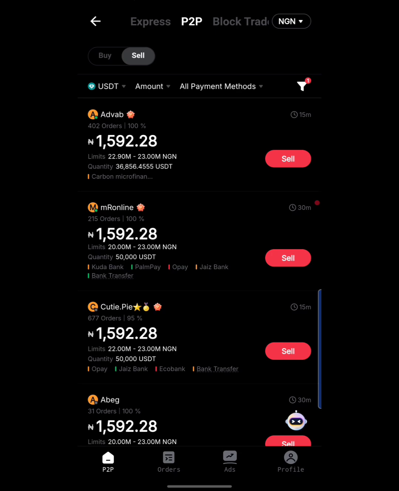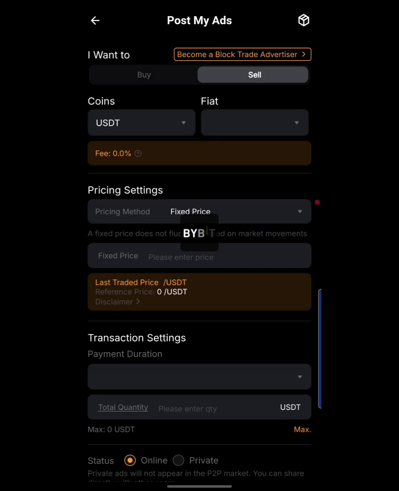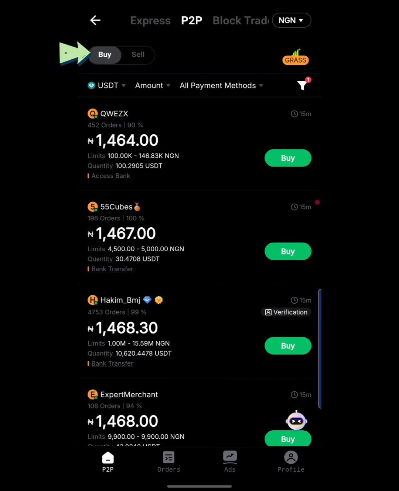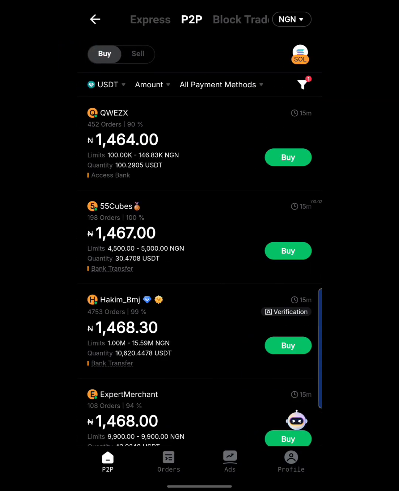Okay, then why on the sales section right here, guys? On the sales section right here that says sell, when you actually create a sell ad, you're going to be on the front end right here that says buy. You're going to be on the buy section right here because you are selling your USDT to persons who want to buy, who want to come buy from you. So I hope you understand this concept very well.